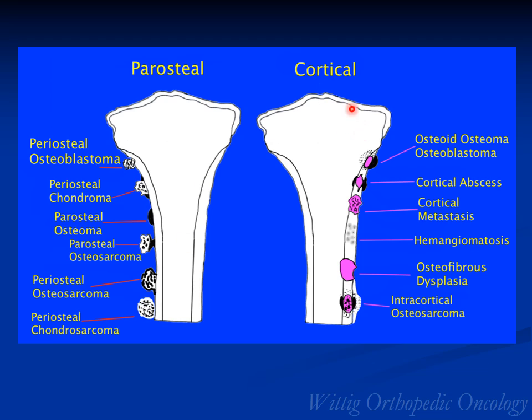Here is a list of cortically based tumors demonstrated schematically. Osteoid osteoma and osteoblastoma both can occur intracortically. Actually, osteoblastoma can really occur any place, in any location. 50% of them occur in the posterior elements of the spine. In the long bones, they could really occur any place. A cortical abscess or Brodie's abscess, cortical metastasis, and hemangiomatosis can involve the cortex. Osteofibrous dysplasia notoriously involves the cortex of the tibia, and intracortical osteosarcoma, of which there are probably only about 50 reported cases ever.